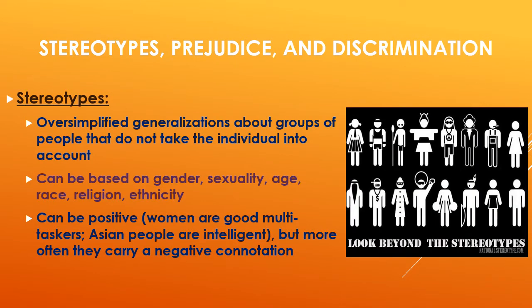So now that you have a general definition of race, ethnicity, and minority groups, we will focus for the next several slides on stereotypes, prejudice, and discrimination. So we'll start with stereotypes here on slide 8. Stereotypes are oversimplified generalizations about a group of people that do not take the individual into account.